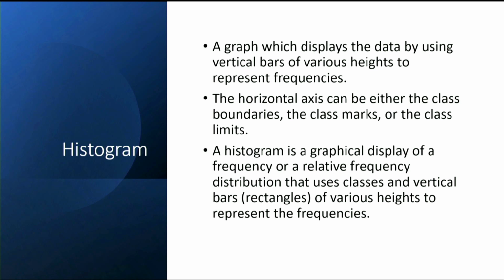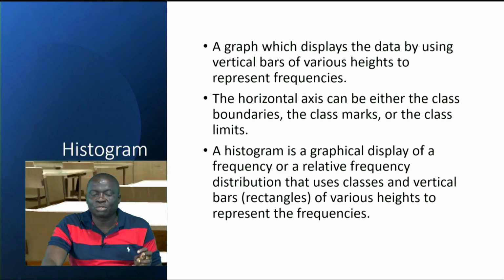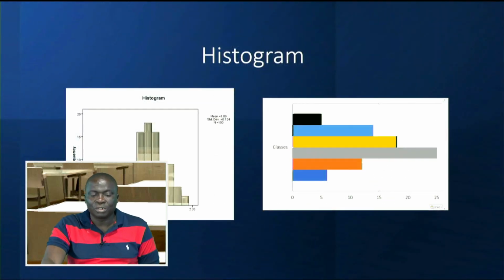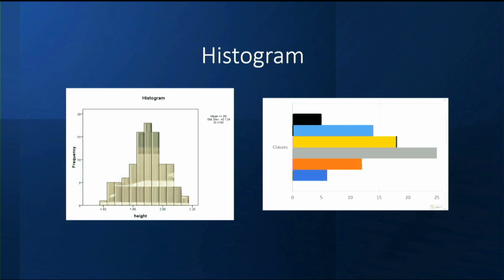That is, we are considering the graph for grouped data, and the first one is what we call histogram. Histogram is a graph which displays the data by using vertical bars of various heights to represent frequency. If you want to plot a histogram, you have to make use of the class boundary, and this is a typical example of a histogram. The two of them are histograms. This is a typical example.